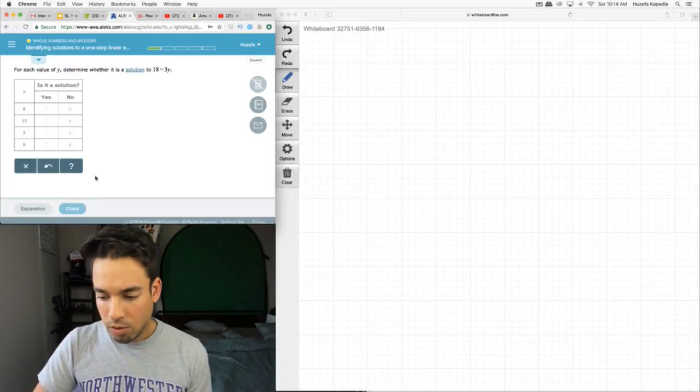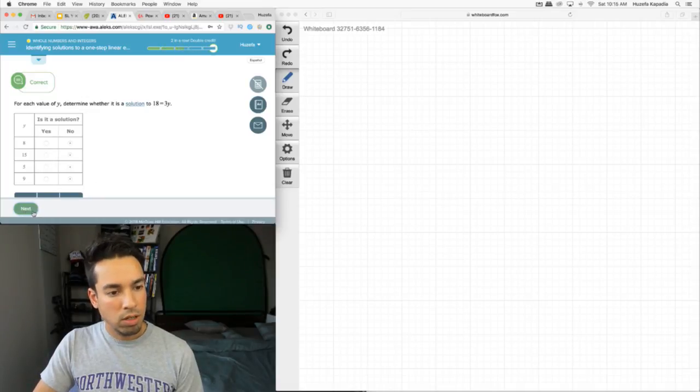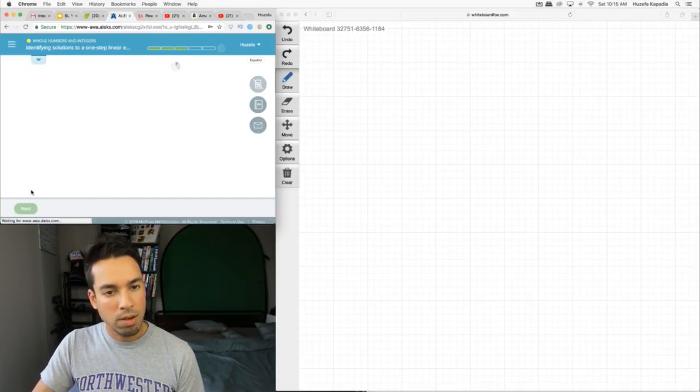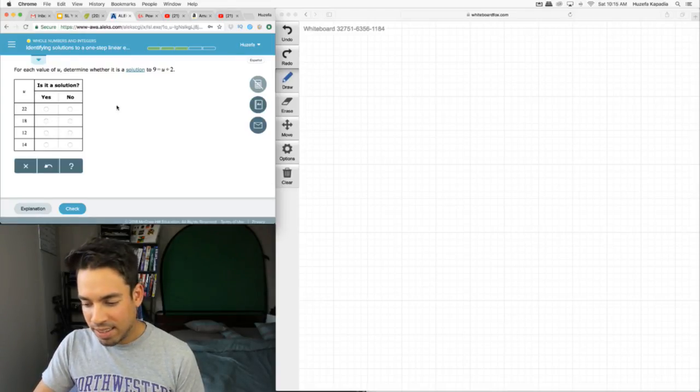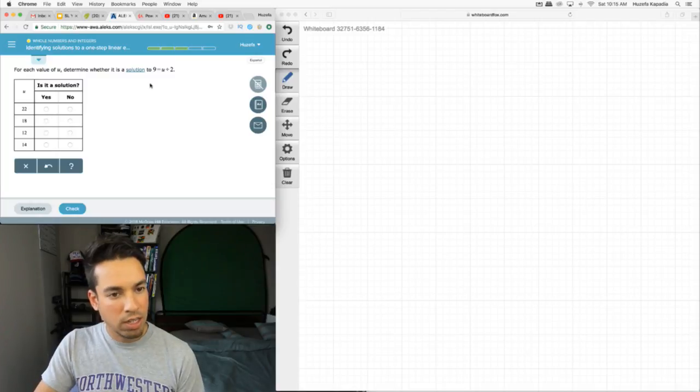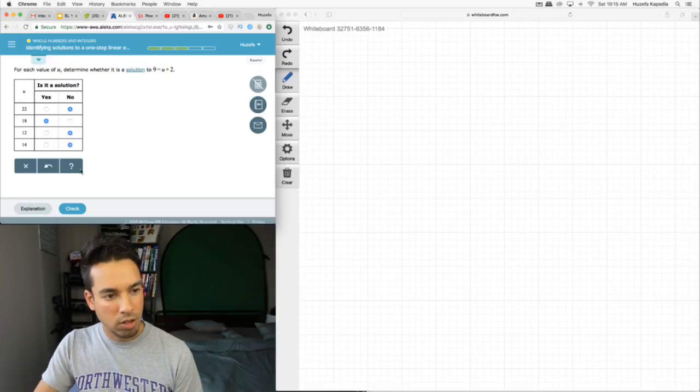And then we're going to look at the last one for identifying solutions to a one-step linear equation. Let's see what we got. Once again, this program is slowing down a little bit, which does happen. So it says 9 equals u divided by 2. We could multiply both sides by 2, and we get u equals 18. So only 18 is a solution to this linear equation. None of these other ones.